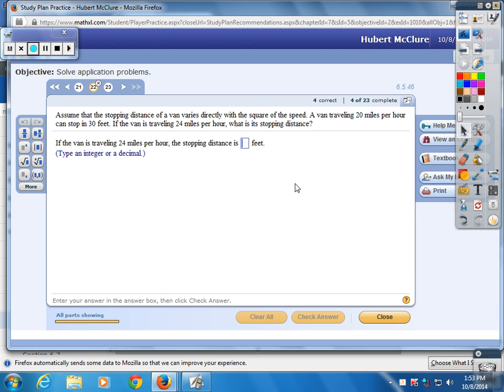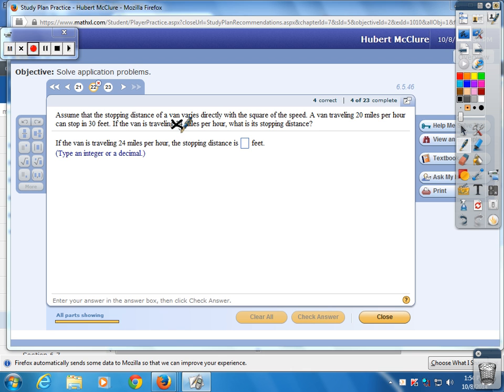Assume that the stopping distance of a van varies directly with the square of the speed. A van traveling 20 miles per hour can stop in 30 feet. We're going to change that 24 because that person isn't important. We're going to make an important person out of this person, you know, the important people that go 60. So we're going to change this to 60 because they feel like they need to go 60 in the 35 zone.